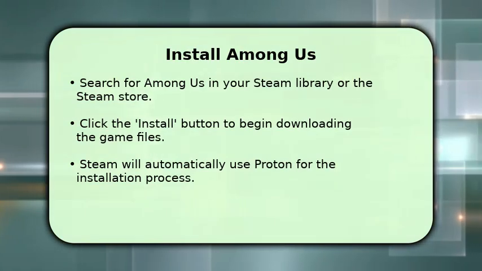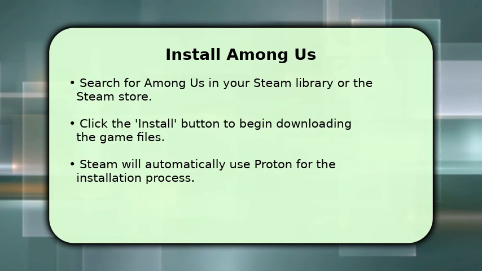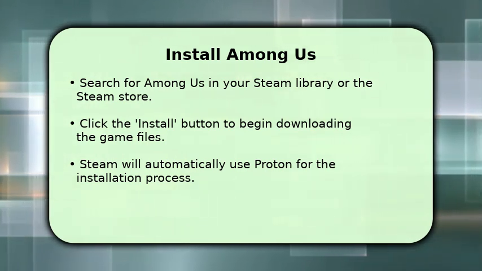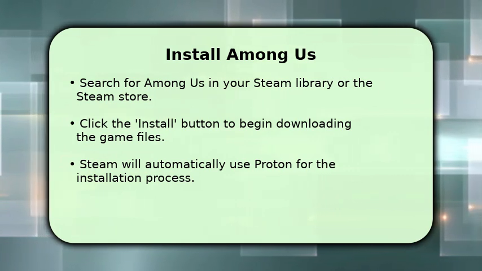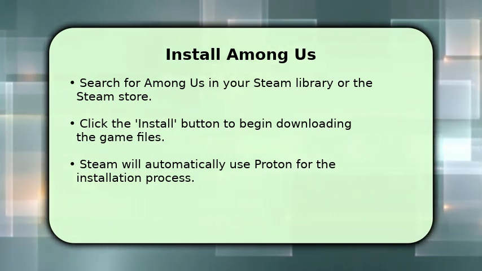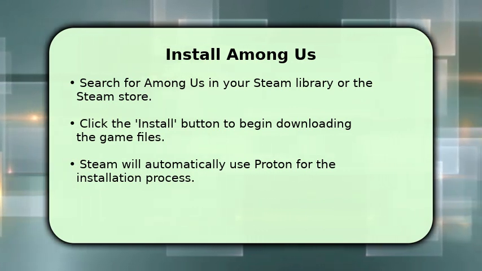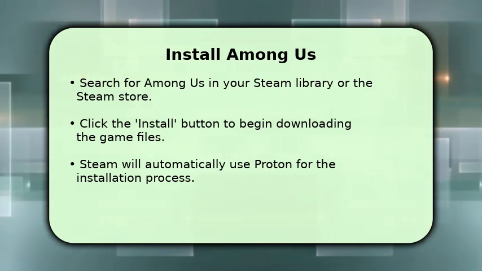Now that Steam Play is enabled, you can proceed with installing Among Us. Head over to your Steam library or search for Among Us in the Steam store. Once you find it, simply click the Install button. Steam will handle the rest, automatically using Proton to download and prepare the game for your Linux system. The installation should be straightforward.